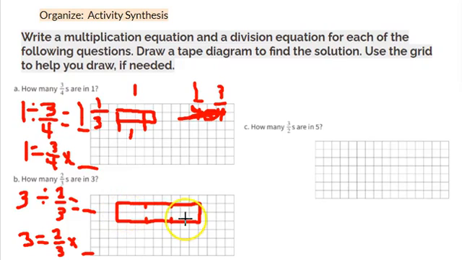Okay, so I could break these off as 3 wholes. Each one is broken up into thirds. So the question is, how many 2/3 can we make? Well, there's one 2/3, so there's 1. I can cross this out here. That makes 2 groups of 2/3.